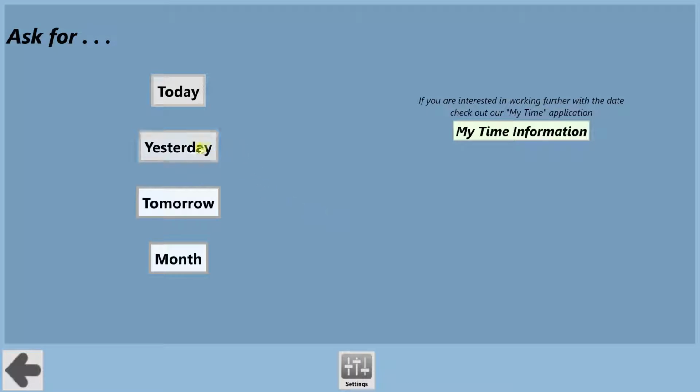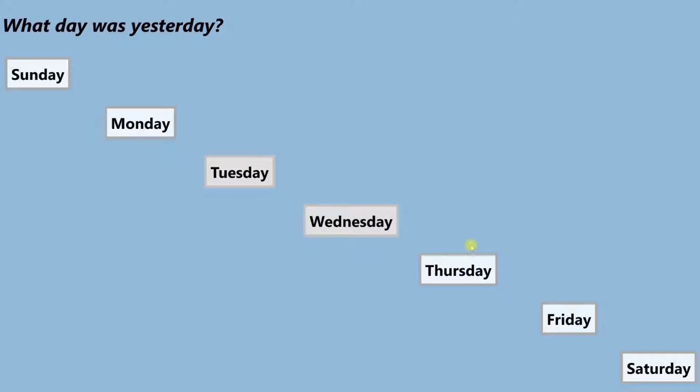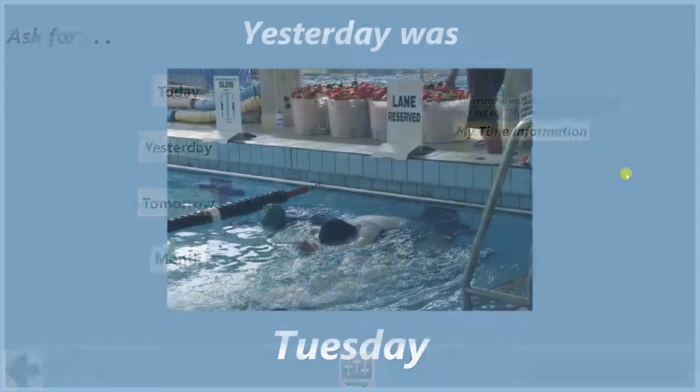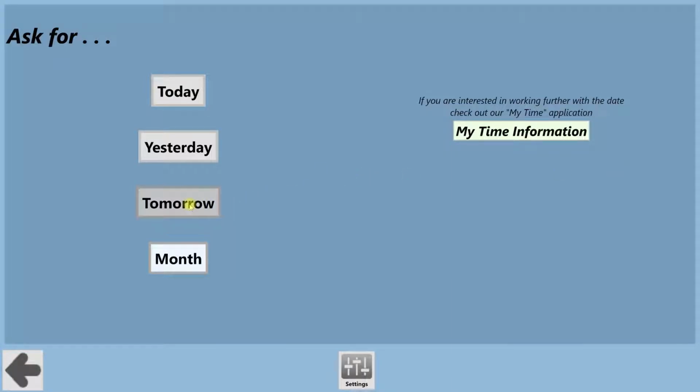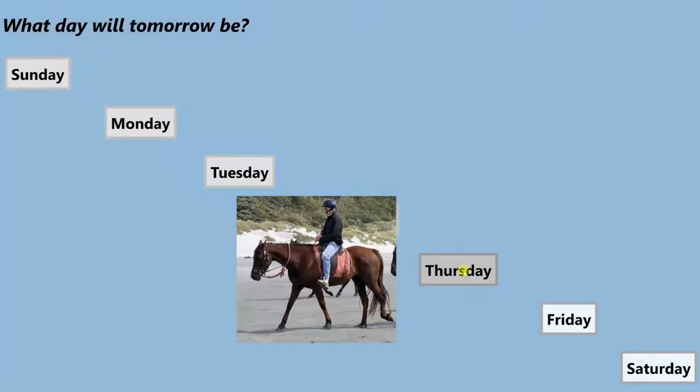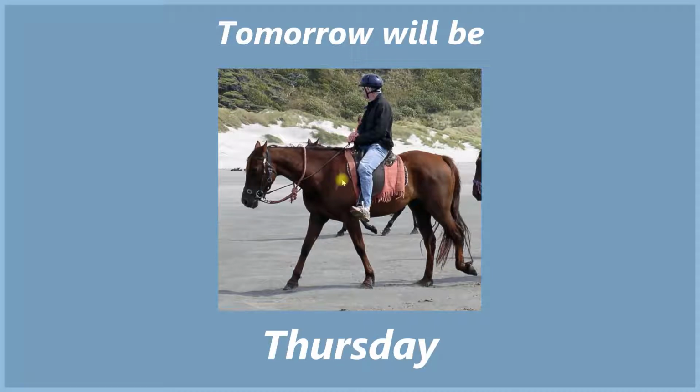If it was to ask for yesterday, what day was yesterday? Now if they get the day wrong, nothing happens until they get it right. Tuesday. Then we can have ask for tomorrow. What day will tomorrow be? Thursday. Yes. Tomorrow will be Thursday.